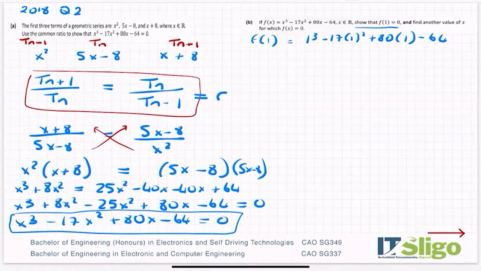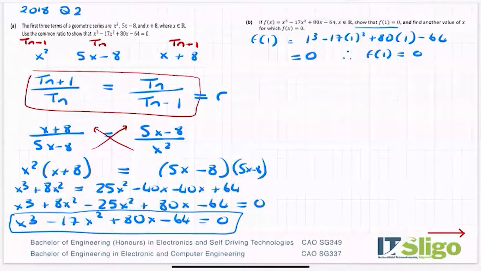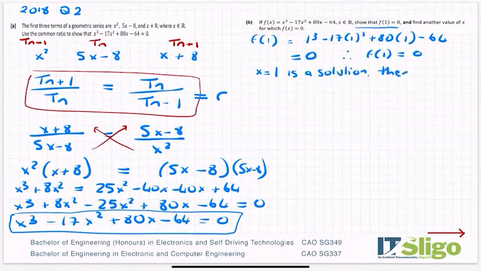Plus 80 minus 64. Okay, therefore f of 1 is equal to 0. Okay. Find another value of x, okay? Well, if x is equal to 1 is a solution, then x minus 1 is a factor.